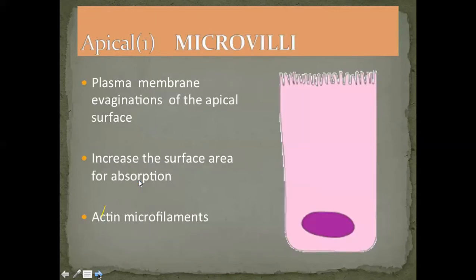So let's go first with the apical surface modification. The first apical surface modification is called a microvilli. Microvilli are plasma membrane evaginations of the apical portion or apical surface. The main function is to increase the surface area of absorption. These are made up of actin microfilaments. They are part of the plasma membrane.